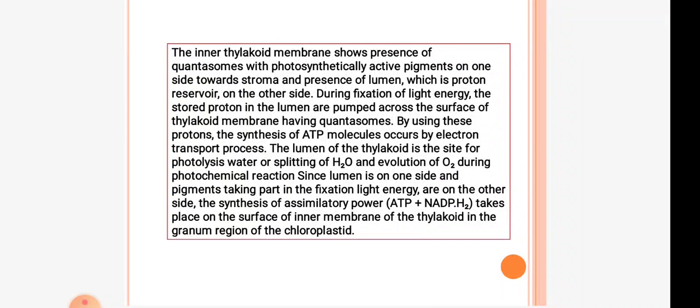The lumen of the thylakoid is the site for photolysis of water and evolution of O2 during the photochemical reaction. So the lumen is on one side and the pigments taking part in the fixation of light energy are on the other side. The synthesis of assimilatory power, ATP and NADPH2, takes place on the surface of the inner membrane of the thylakoid in the granar region of the chloroplastid.